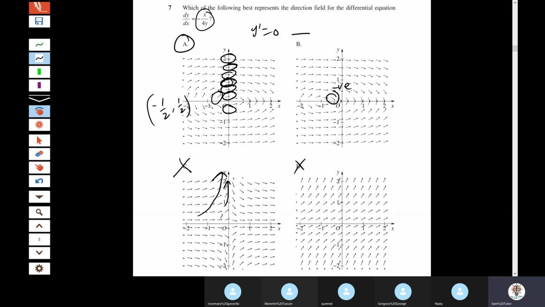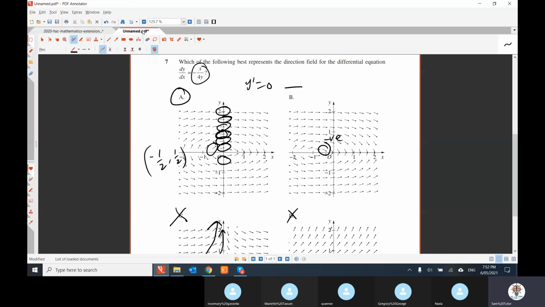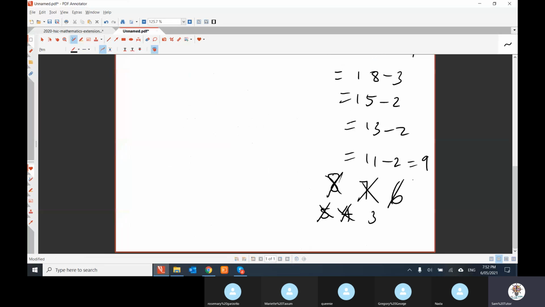Does that make sense? So it's a bit annoying, as we said last week, but just practice a bit more and more. There's no math to it.